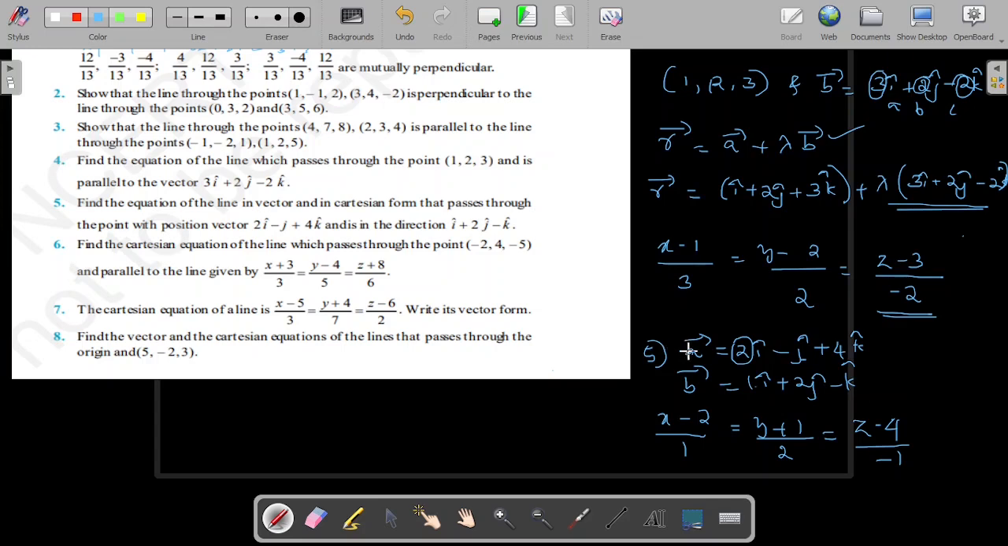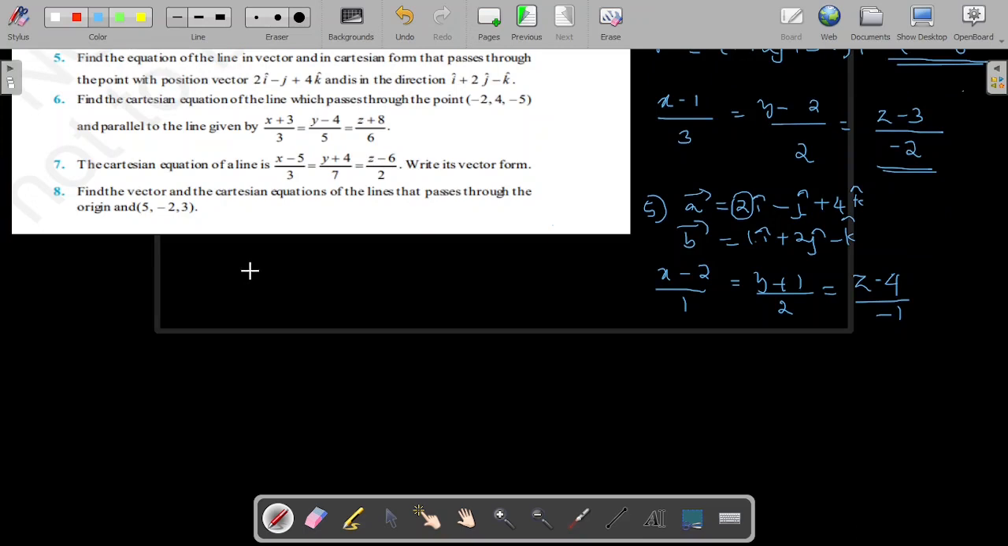Now, the given position vector of the given point is 2i cap minus j cap plus 4k cap. So, the position vector of the point is given. So, the coordinates of the point are 2, minus 1 and 4. So, accordingly, I have written here.